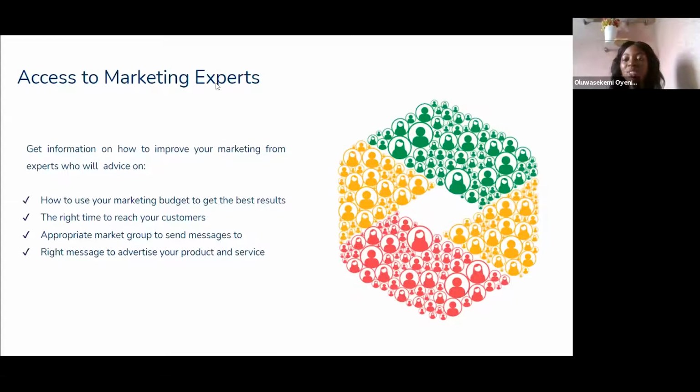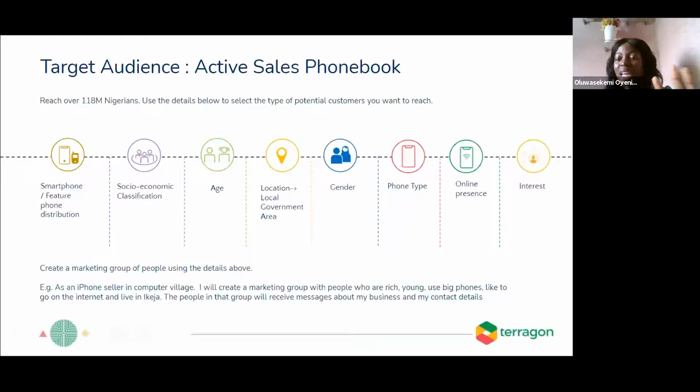So what is the right caption to post? What is the right message to send to people that will get them to engage? Our experts will tell you all of that. Our experts will tell you how to spend that amount of marketing budget that you have. How do you spend it in order to get the best results? And when is the right time to reach out to people in order to get the right result? Our experts will tell you all of that once you get on board Active Sales.